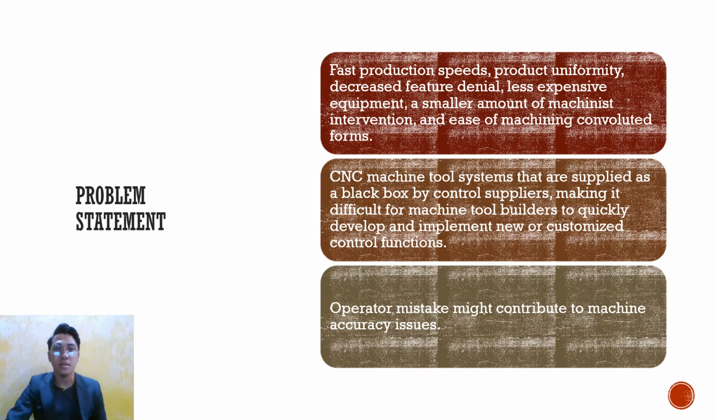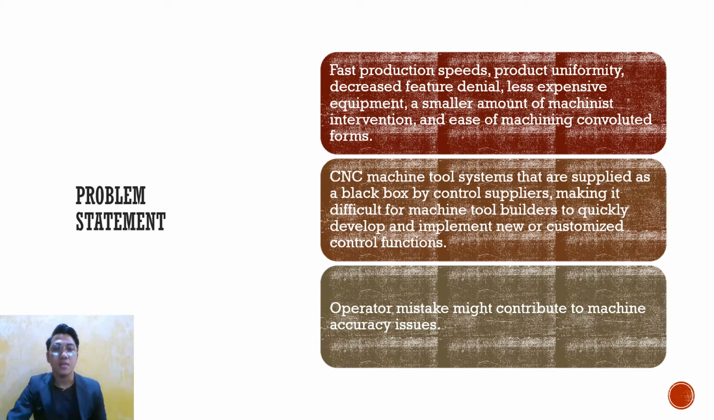Problem statement. First, the majority of significant contributors to the commercial viability of CNC technology are fast production speed, product uniformity, decreased features denial, least expensive equipment, a smaller amount of machinist intervention, and ease of machining convoluted form. Second, CNC machine tool systems are supplied as a black box by the control supplier, making it difficult for the machine tool builder to quickly develop and implement new or customized control functions.